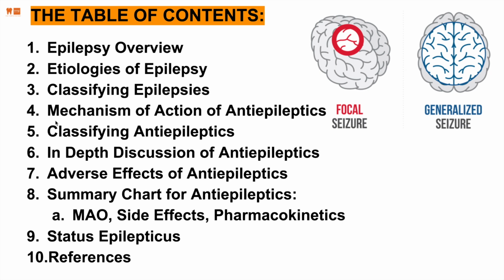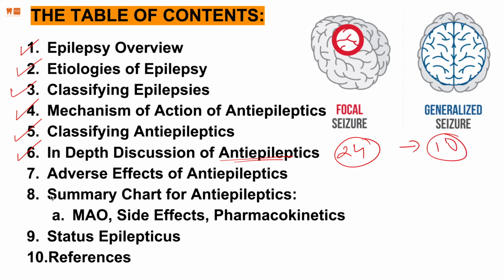So, with our table of contents today, we'll discuss what epilepsy is in overview, then look at its causes, the etiologies of epilepsy, then classify different epilepsies, and then discuss mechanism of actions of anti-epileptic drugs. And of course, classify the anti-epileptic drugs. Later on, we'll discuss the in-depth aspects of anti-epileptic medications. Of course, not all of them. There are 24 labeled, but we'll only discuss 10 of them because they are the important ones for our curriculum.